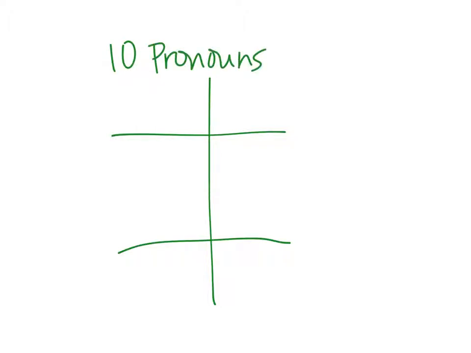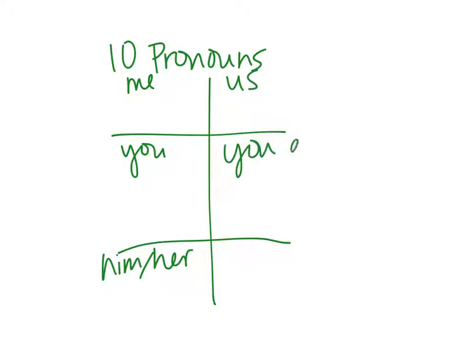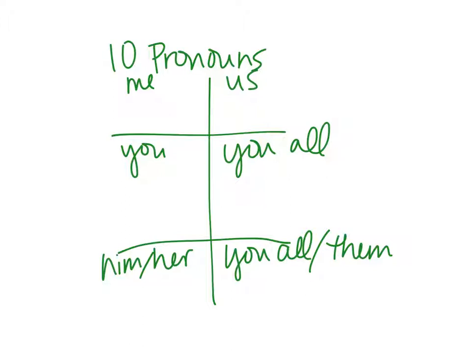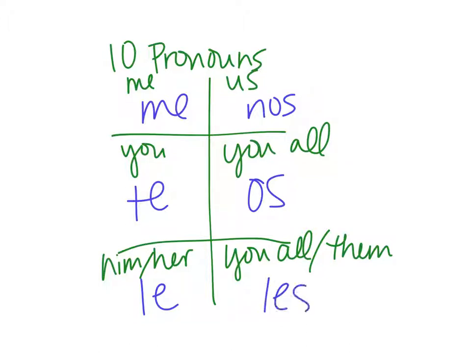Alright? First of all, let's look at them in English. In English, we have me, you, him, her, us, you all, and you all, familiar and formal, and them. Alright, so in Spanish, these would be me, te, le, nos, os, and les.